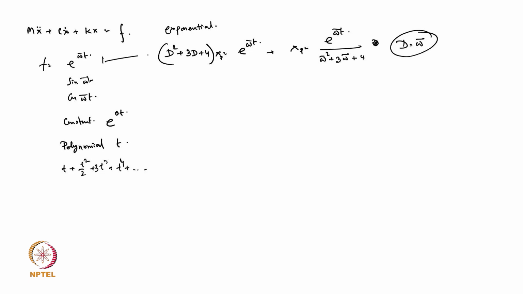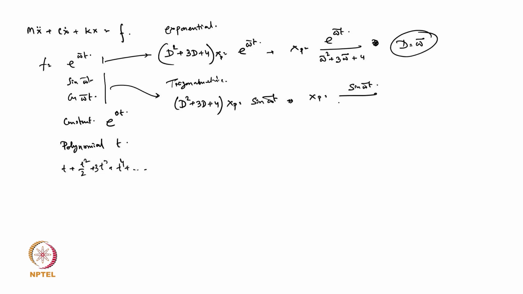Now that is for the first one. Now if we have the trigonometric one, then (D square plus 3D plus 4) of xp equal to, maybe I'm just putting, sine omega bar t. So that is a little bit we have to do. We have to do first xp equal to sine of omega bar t into 1 over minus omega bar square plus 3D plus 4. Okay, so we will get sine omega bar t into 1 over (4 minus omega bar square plus 3D).